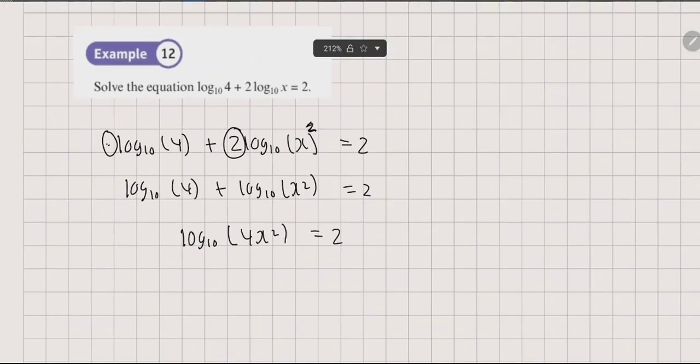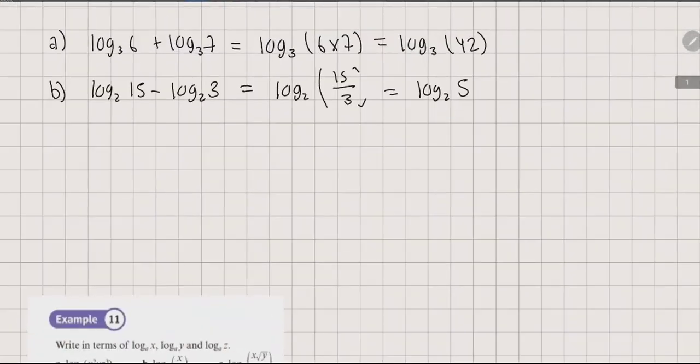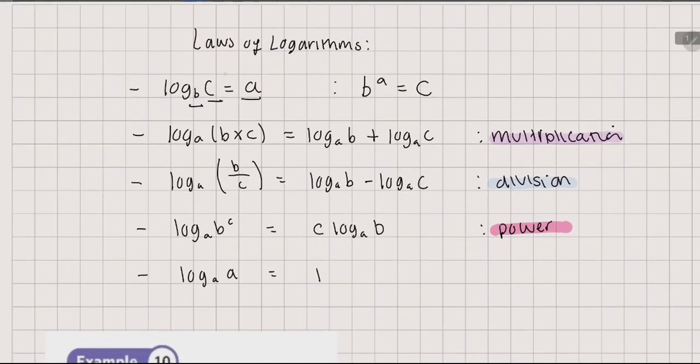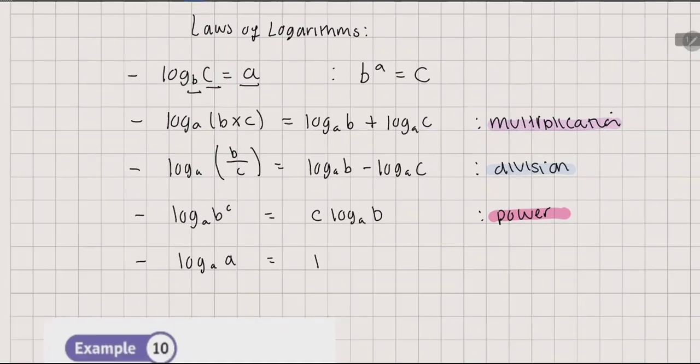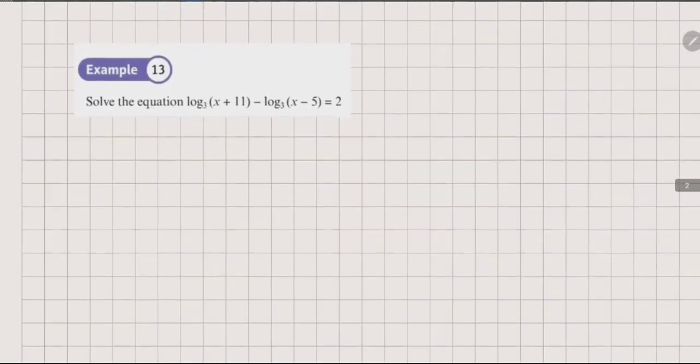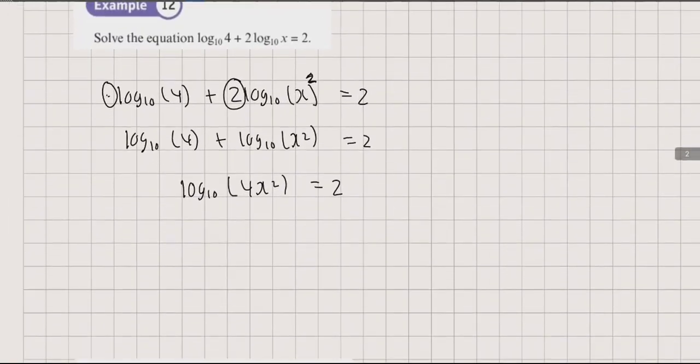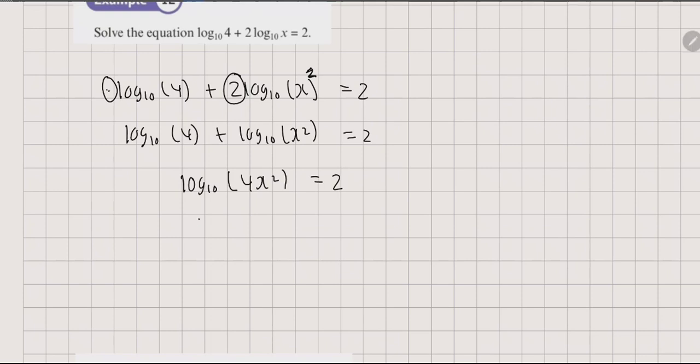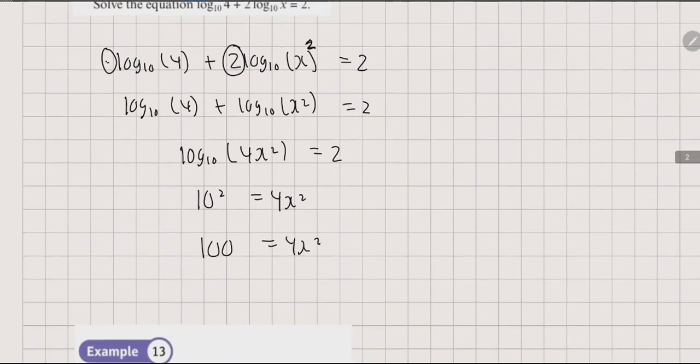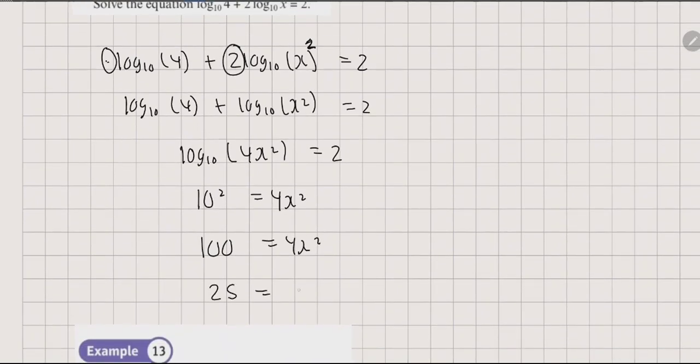So what are we going to do now? Well, if you remember, log base b of c is equal to a is exactly the same as b to the power of a is equal to c. So we're going to apply that here. So basically saying 10 to the power of 2 is equal to 4x squared. So we're saying 100 is equal to 4x squared. So 25 is equal to x squared. So x is equal to plus minus 5, right?